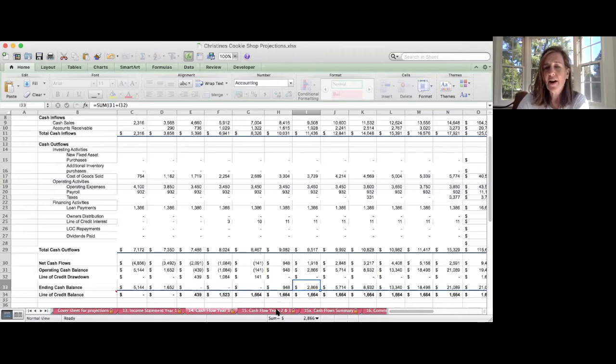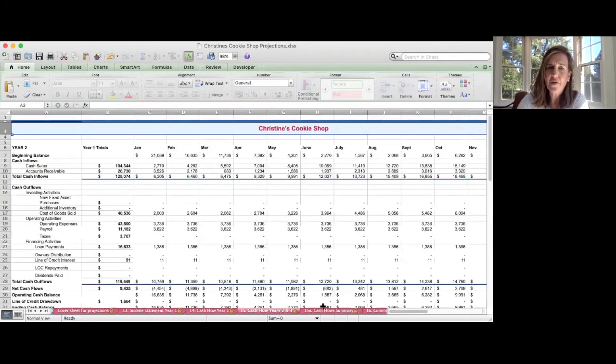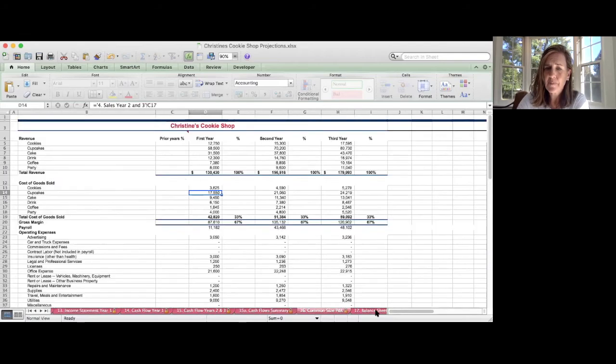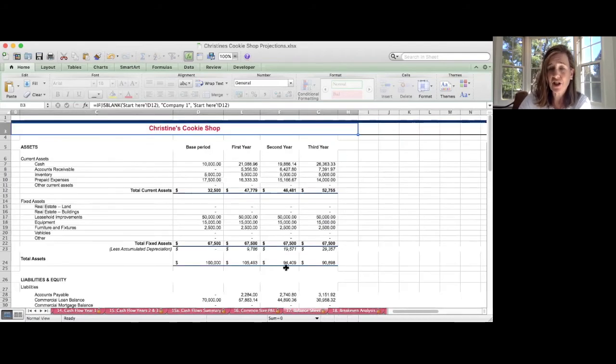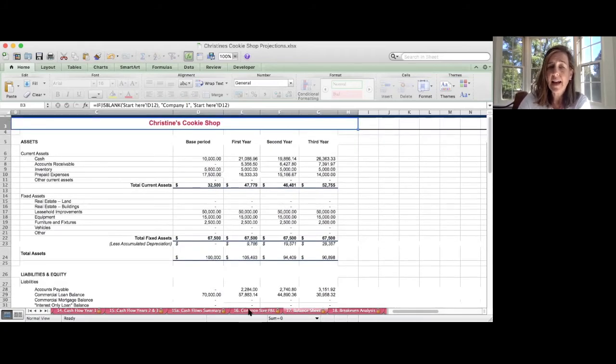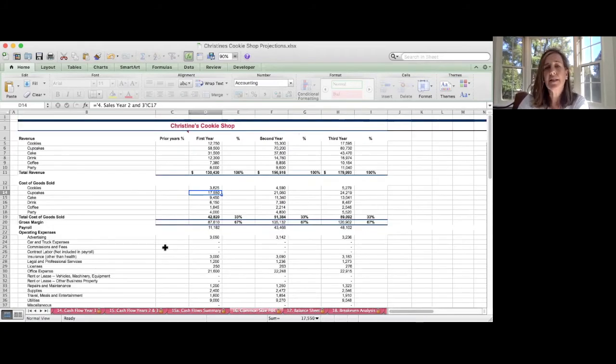Finally, we have a cash flow for years 2 and 3 that we can look at in the summary. We then have a balance sheet, which is very simple. You can see I've got cash, accounts receivable, some inventory purchases, some prepaid expenses, and you'll see everything balances nicely.